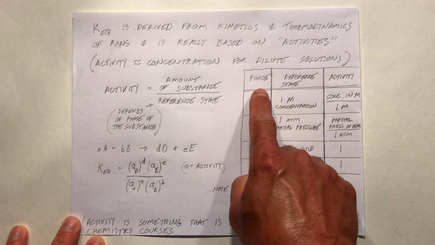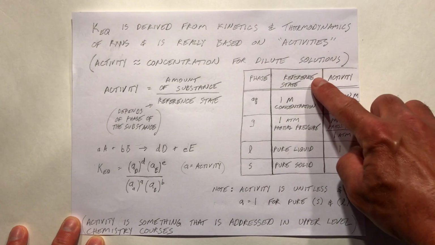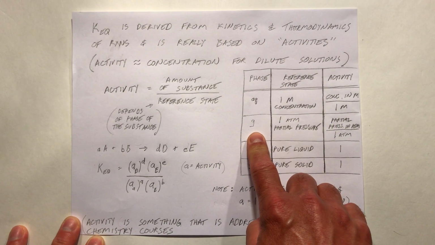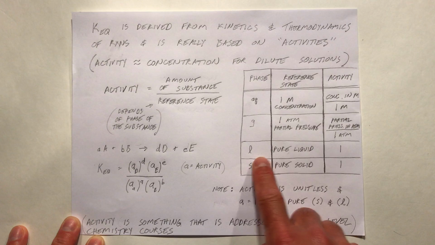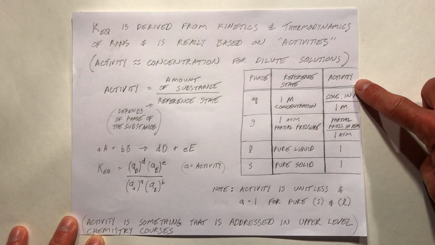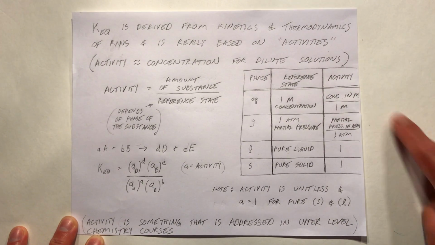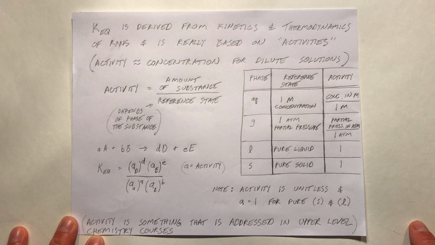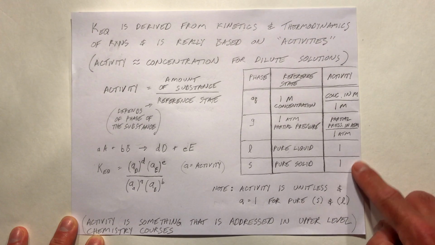So if we look at this table here, we can see the phase of the substance, aqueous, gas, liquid, and solid. The reference state, for an aqueous solution, the reference is a 1 molar concentration. For a gaseous reaction, the reference is 1 atmosphere partial pressure. For a liquid, the reference is just having pure liquid, and for a solid, it's pure solid. So we could say that the activity of a chemical that's aqueous would be the concentration of that chemical in molar or molarity divided by 1 molar. For gases, it's the partial pressure in atmospheres divided by 1 atmosphere. And because the reference state is pure liquid and pure solid, the activity is 1 by definition for liquids and solids.